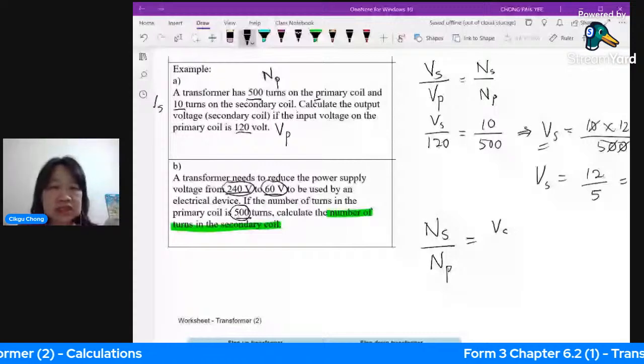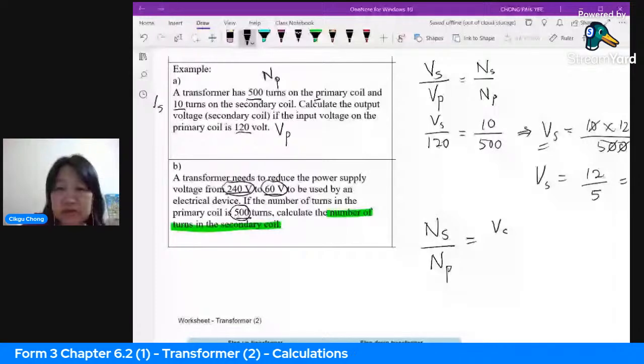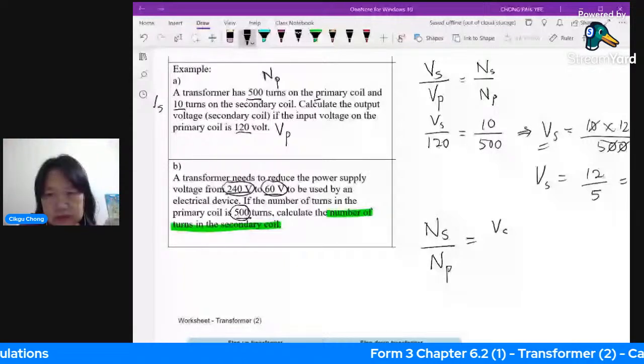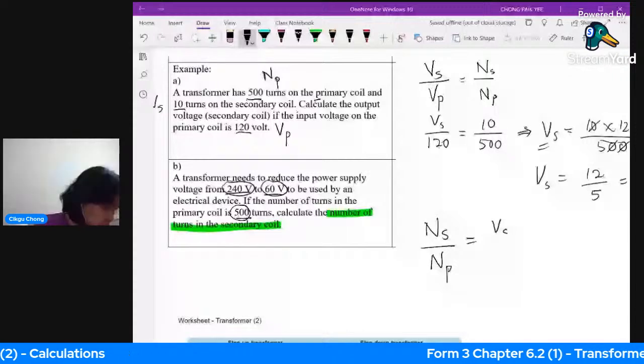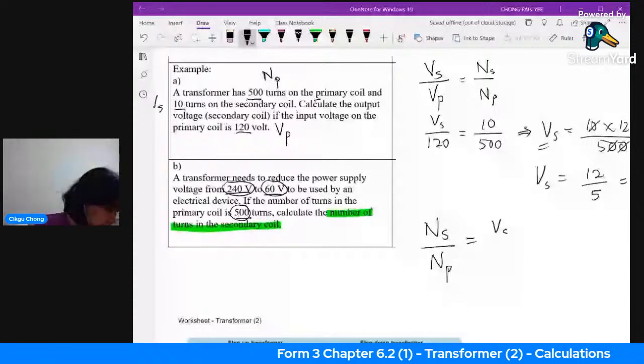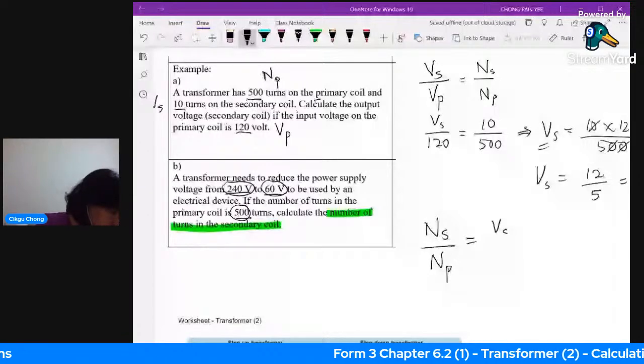Output is your Vs. Cross multiply, bring your 500 up, and NS equals 60 times 500 divided by 240. Let's cancel some zeros. Here will be 3000 divided by 24. Let me just double check. I don't have a calculator, so I use my phone. 3000 divided by 24, yes, you get 125.